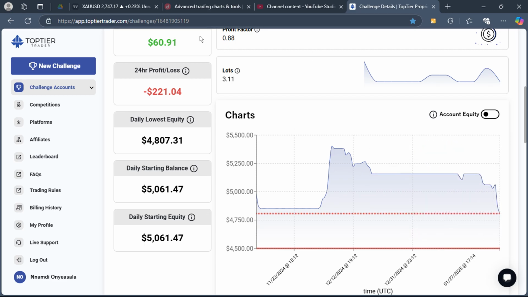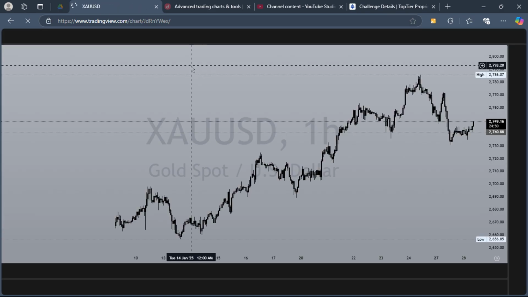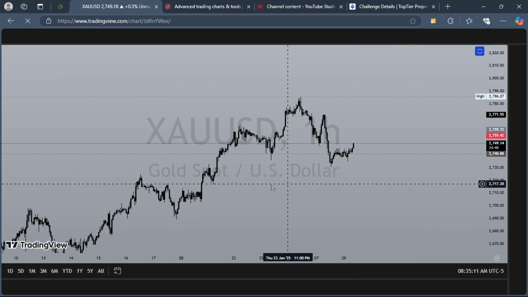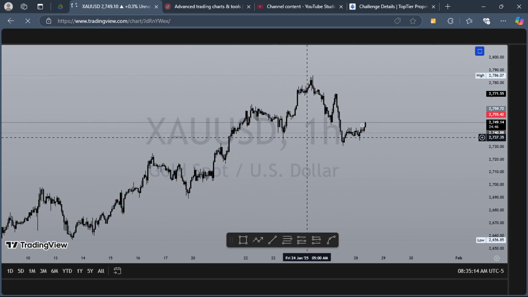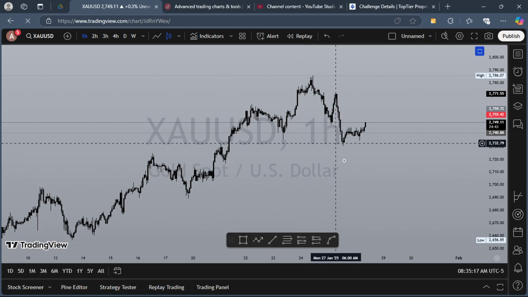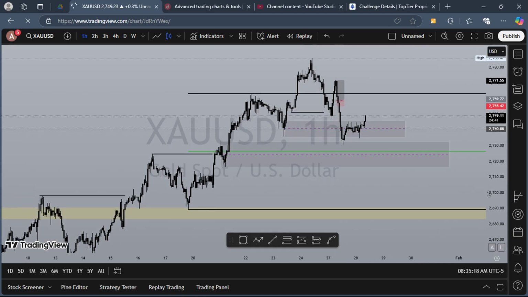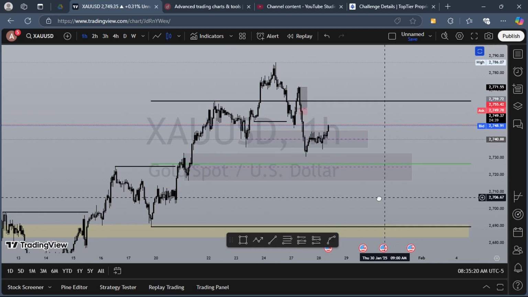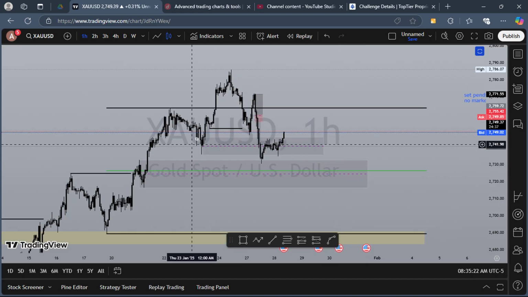Right, so let me show you. They've closed my account on the broker that was on Trade Locker. So I'll use TradingView to show you an example of what really happened. This is XAU USD on the 1 hour time frame, right? My levels are here already. So this is what happened.